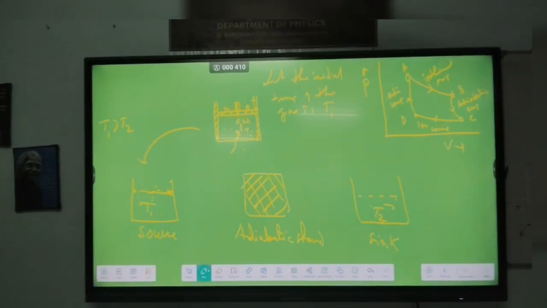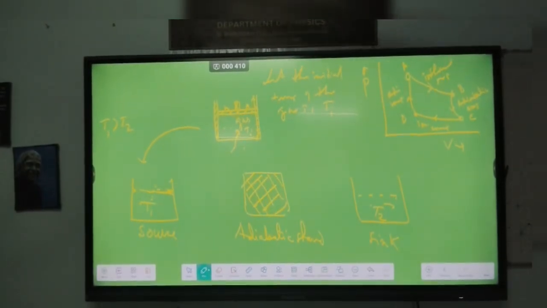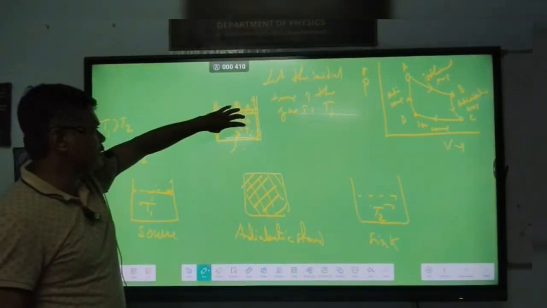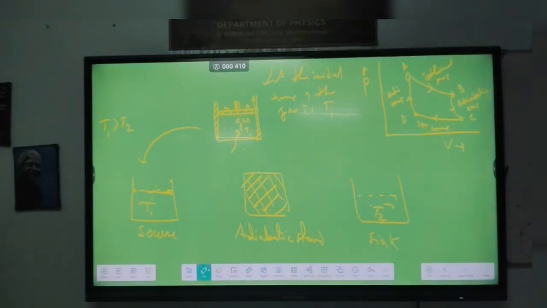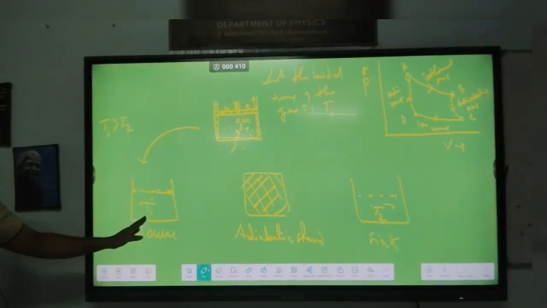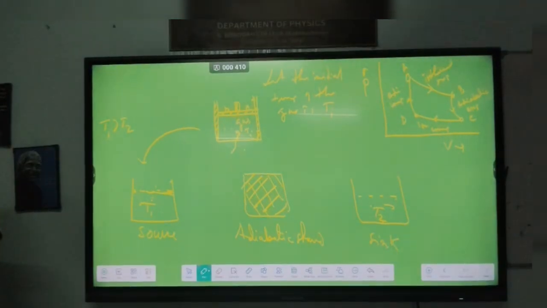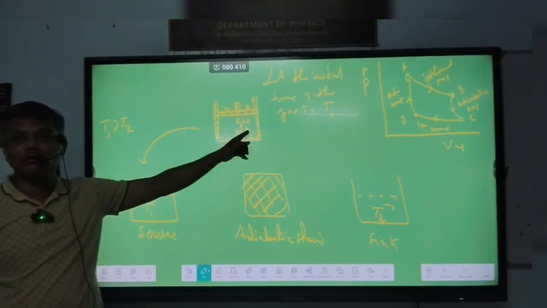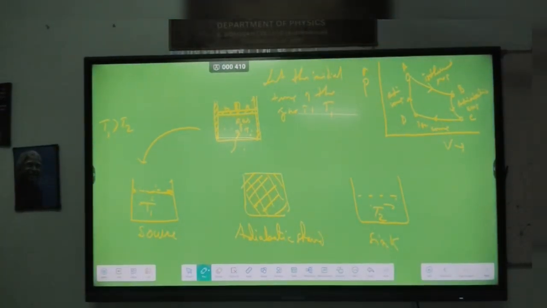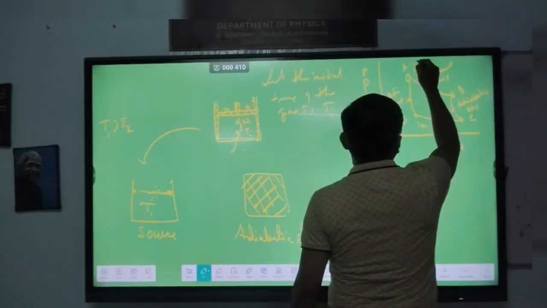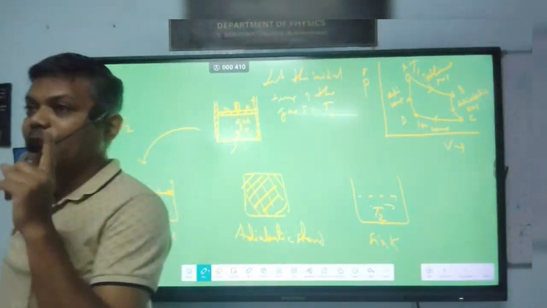I am putting this whole cylinder over the source and keeping it like that for some time. Then after some time what will be the temperature of the gas? T1. Because it will take heat from the source and go to the equilibrium state. Now the temperature of the gas will not be Ti, it will become T1, and that is my starting point. So I will start from that situation.